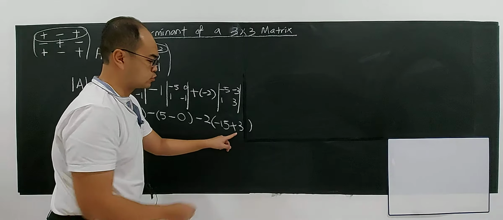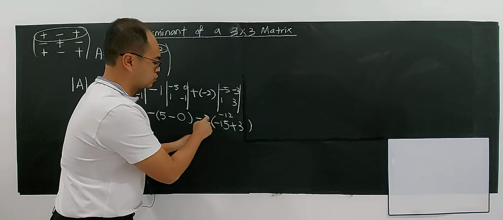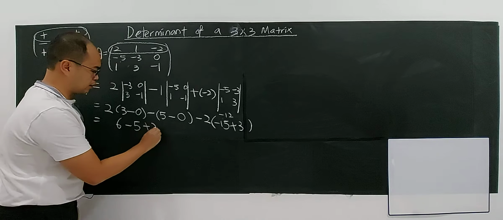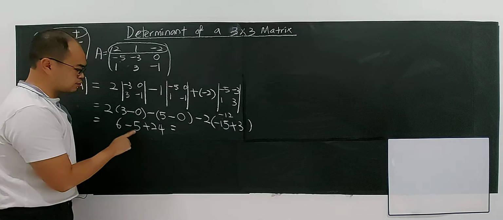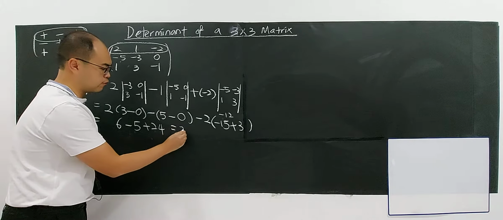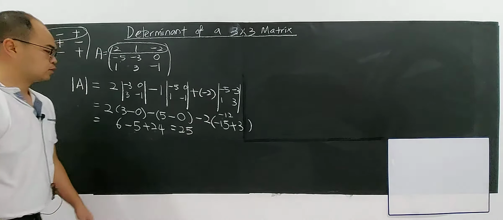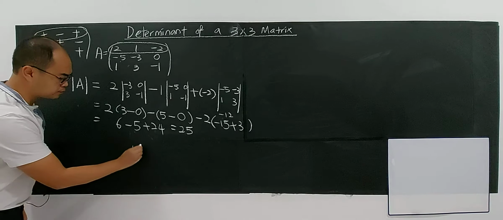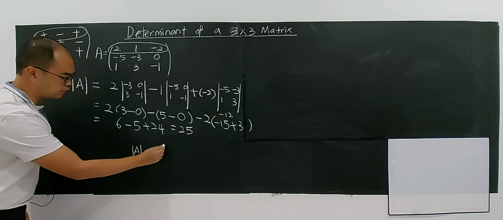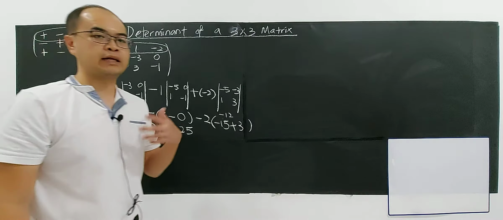Negative 15 plus 3, you get negative 12, so minus negative 12 times negative 2 gives plus 24. So you will have 6 minus 5 is 1. 1 plus 24, you have 25. So this is the determinant for A: 25.